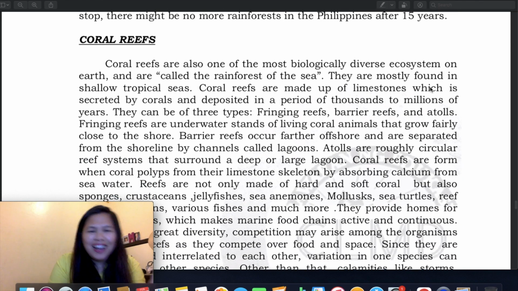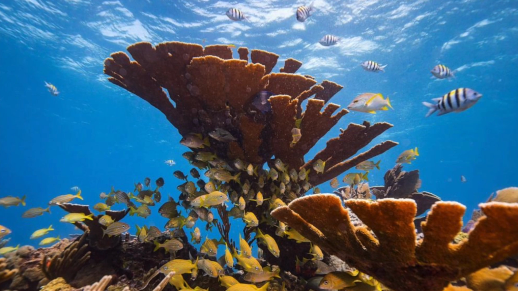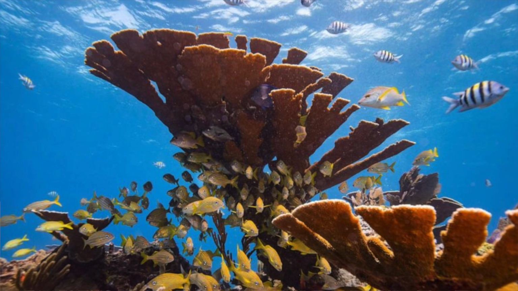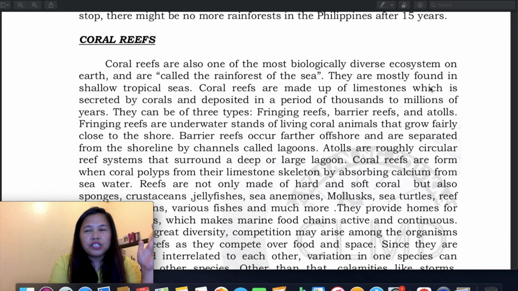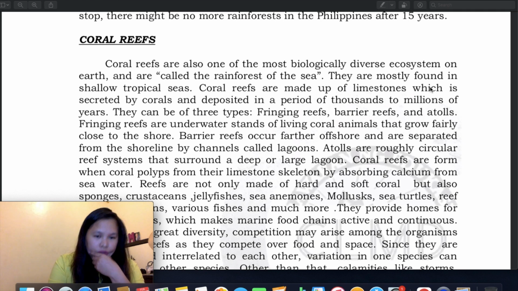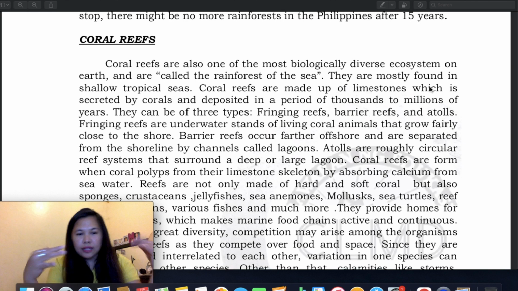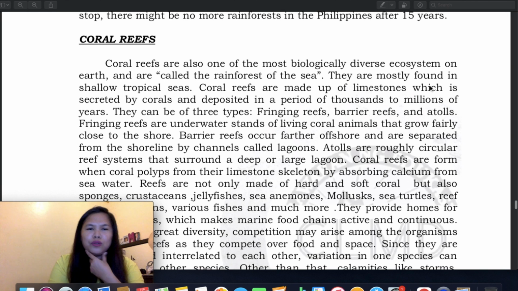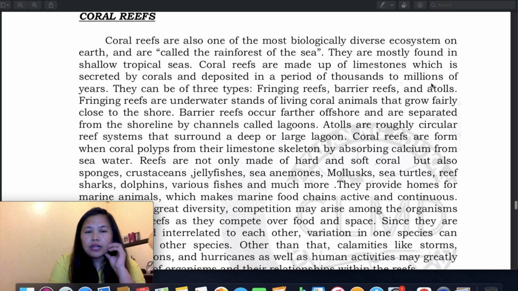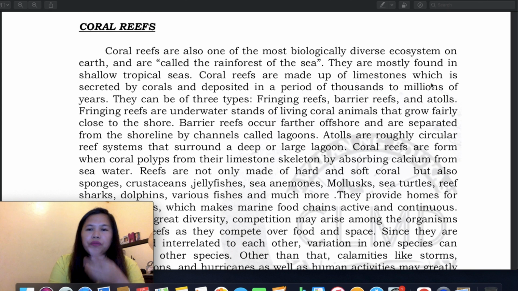Okay, so, coral reefs. Okay, ang coral reefs is, ibig sabihin niya, from the coral is, nasa ilalim siya ng dagat. Marine organisms, siya yung mga bahay ng mga small fishes. Doon naninirahan si Nemo, yung sa Finding Nemo. Yun po, yung coral reefs, yung bahay na gumagalaw-galaw. Alam nyo naman kung ano yung corals na yan. Okay, so coral reefs are also one of the most biologically diverse ecosystems.